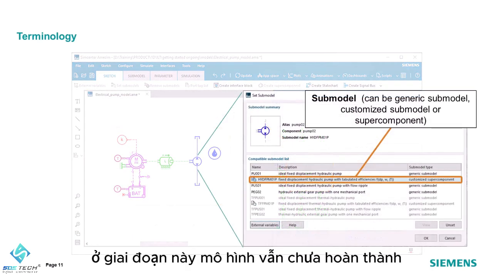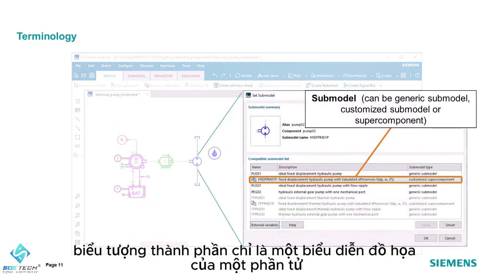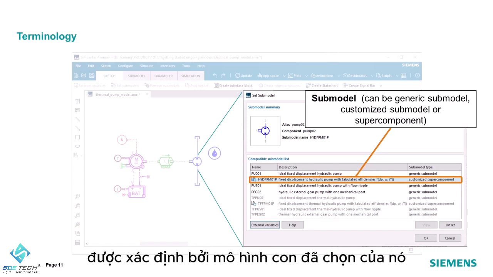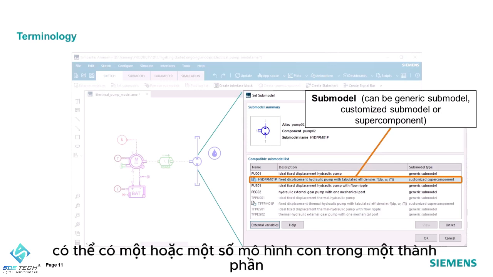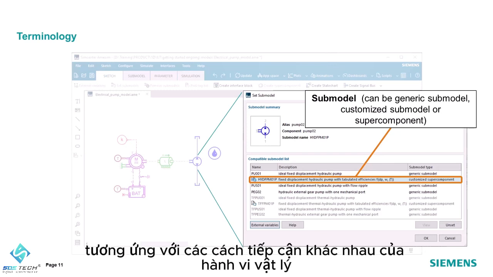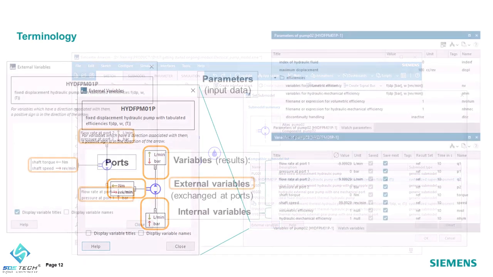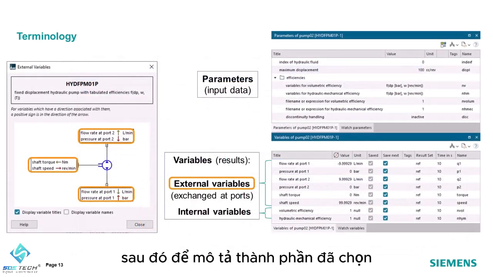At this stage, the model is not complete yet since the component icon is just a graphical representation of an element. Indeed, the physical behavior of a component is defined by its chosen submodel. There can be one or several submodels within a component that correspond to different approaches of the physical behavior. The exchange of information between components happens at the ports by which they are connected. Then, to characterize the selected component, you must define its parameters, which are dependent on the selected submodel.